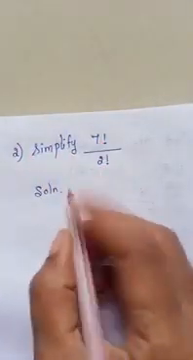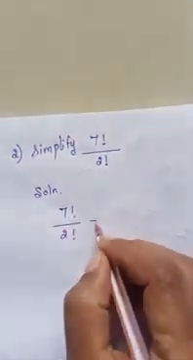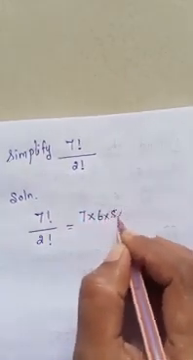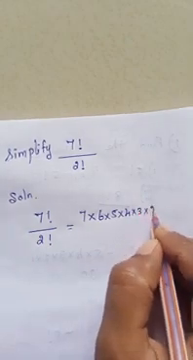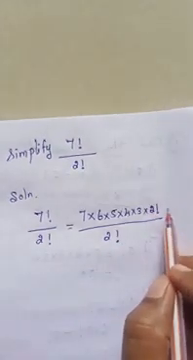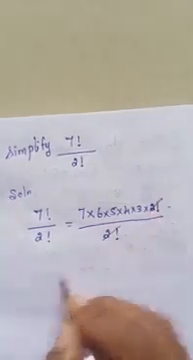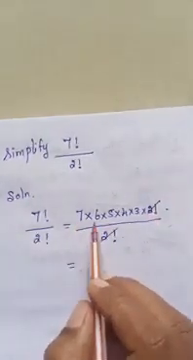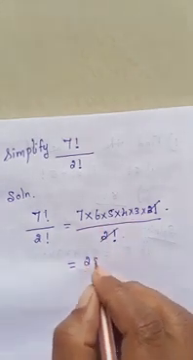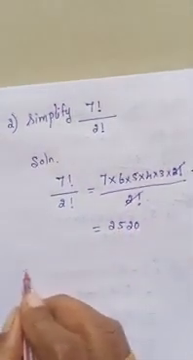Simplify 7 factorial by 2 factorial. See this also, 7 factorial by 2 factorial. 7 factorial, how can we write it? Write it in the reciprocal: 7 into 6 into 5 into 4 into 3 into 2 factorial by 2 factorial, or you can write 2 into 1. Here also 2 into 1. Cancel it, which is easy for you. You can do it with that method. Now multiply all this and you can write the answer. 2520. Shall we move to the next problem?